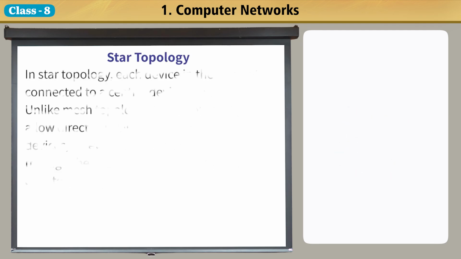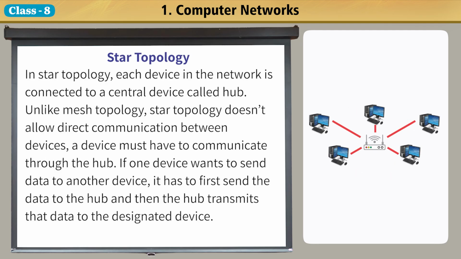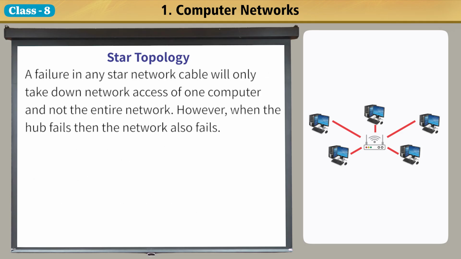Star topology. In star topology, each device in the network is connected to a central device called hub. Unlike mesh topology, star topology doesn't allow direct communication between devices. A device must communicate through the hub. If one device wants to send data to another device, it has to first send the data to the hub, and then the hub transmits that data to the designated device. A failure in any star network cable will only take down network access of one computer and not the entire network. However, when the hub fails, then the network also fails.